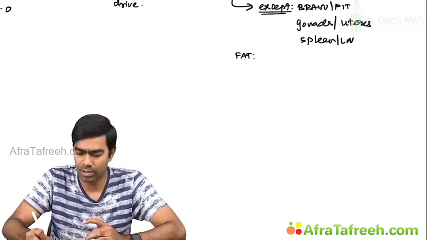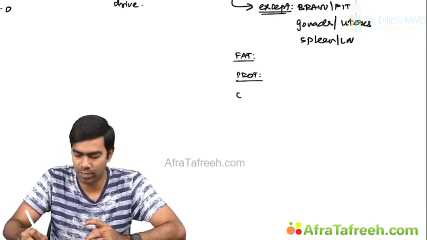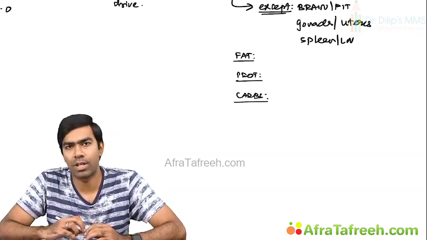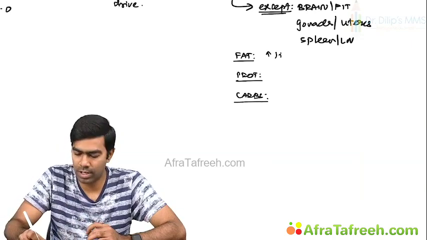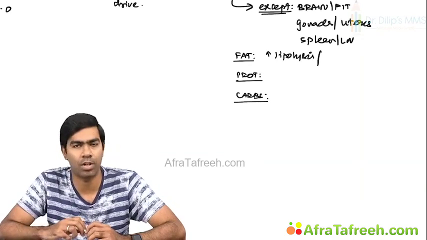Clear? And apart from that, they can have a lot of other metabolic effects. For example, they can have metabolic effects on the fat, they can have metabolic effects on the proteins, and they can have metabolic effects on the carbohydrates as well. What are the metabolic effects on fat? They are going to increase the lipolysis. Yes, and that's one of the reasons why they cause weight loss in hyperthyroid states.